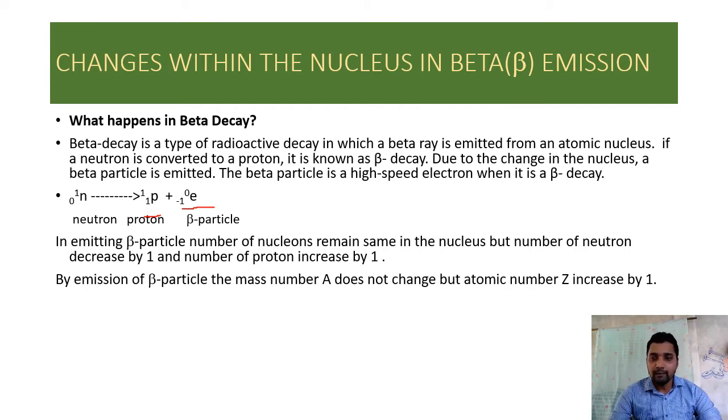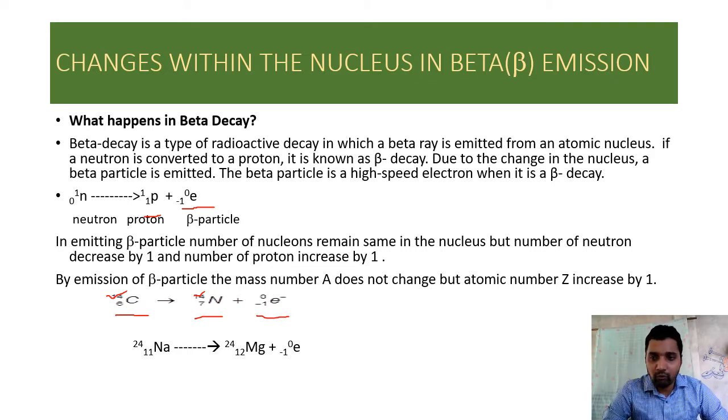Here is one example: carbon 14, with atomic number 6, emits one beta particle and becomes nitrogen 14. The 14 is the same, so the mass number is the same, but the atomic number increases from 6 to 7. Another example: sodium to magnesium. Sodium has atomic number 11 and magnesium 12. Both have mass number 24, the isotope of sodium, so there is no change in mass number.